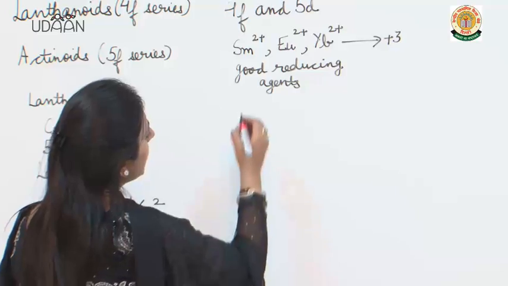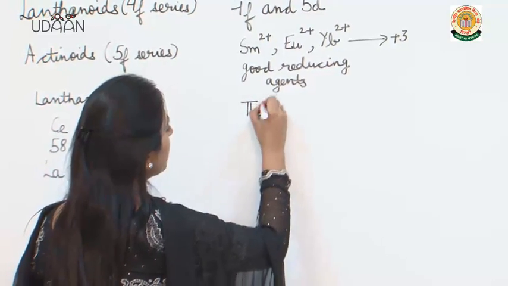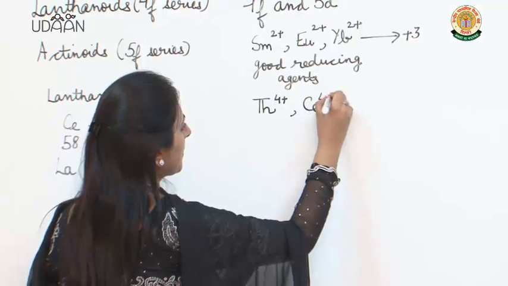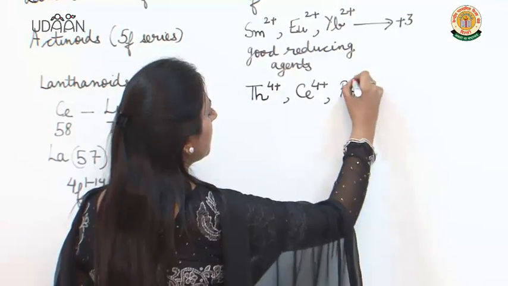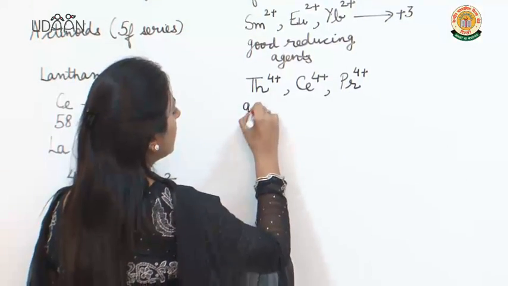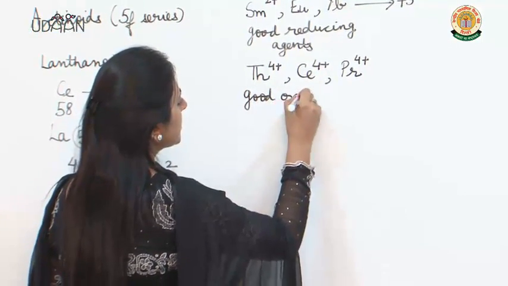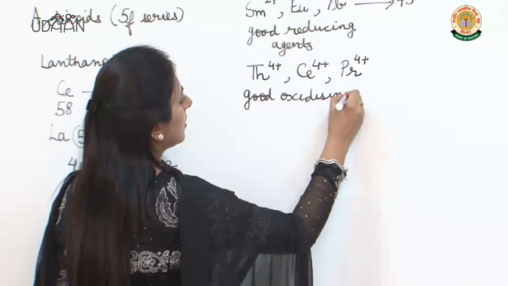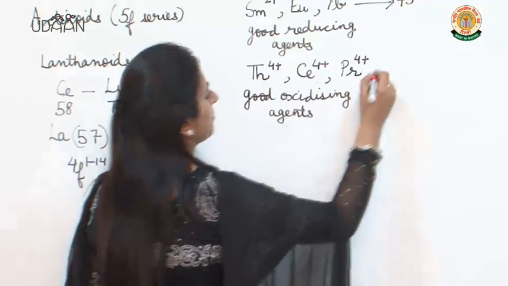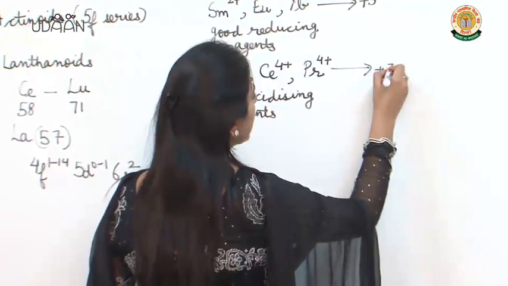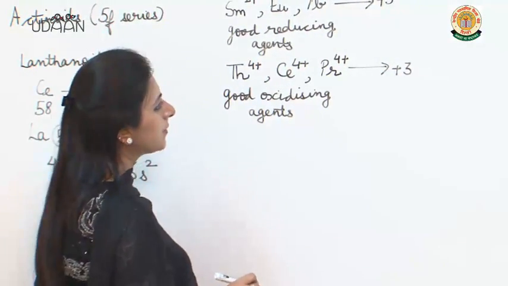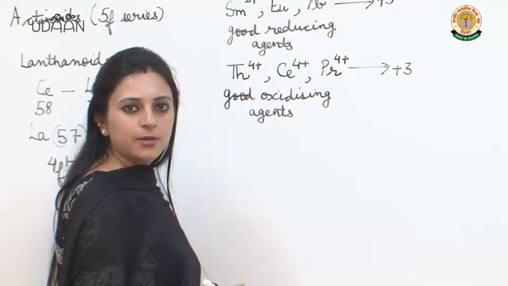Then we have certain elements like thorium, cerium and promethium which show the +4 oxidation state, but they are good oxidizing agents because they get reduced to +3, because +3 is the most common oxidation state for these elements.